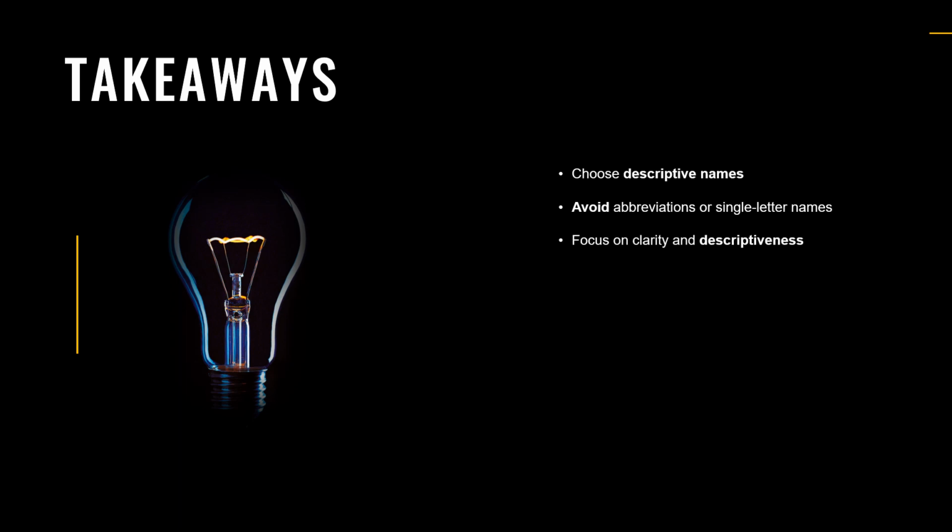Now let's get to the takeaways. Here's what you should remember from the last module and apply in practice to write better code. Choose meaningful names for your code. A good name should accurately describe what the code does or represents. Avoid using abbreviations or single-letter names. These can be confusing and make it harder for others to understand your code. Focus on clarity and descriptiveness.